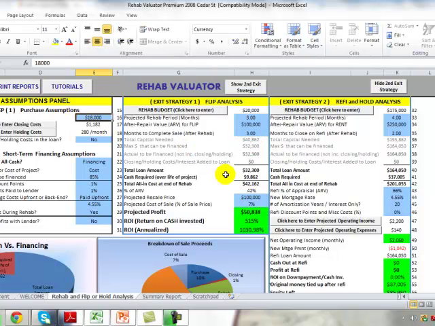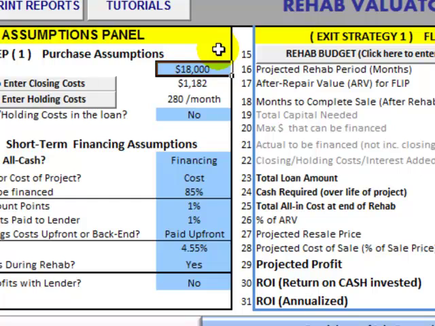Okay, so if you've used Rehab Valuator before, you should be pretty familiar with the rehab and hold or flip analysis interface. Because I'm going to be holding this deal, we're going to be using the second exit strategy, which you can see here on the right. But let's go through the numbers. Over here, I've entered my purchase price, $18,000. I've entered my closing costs.